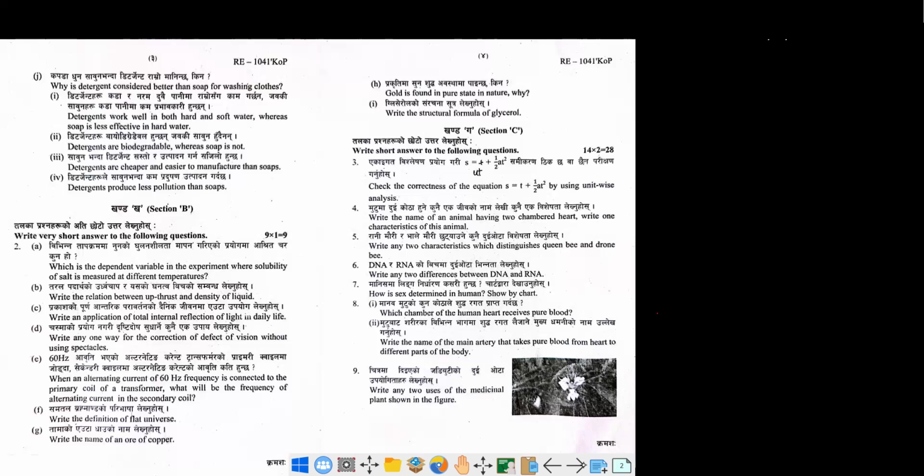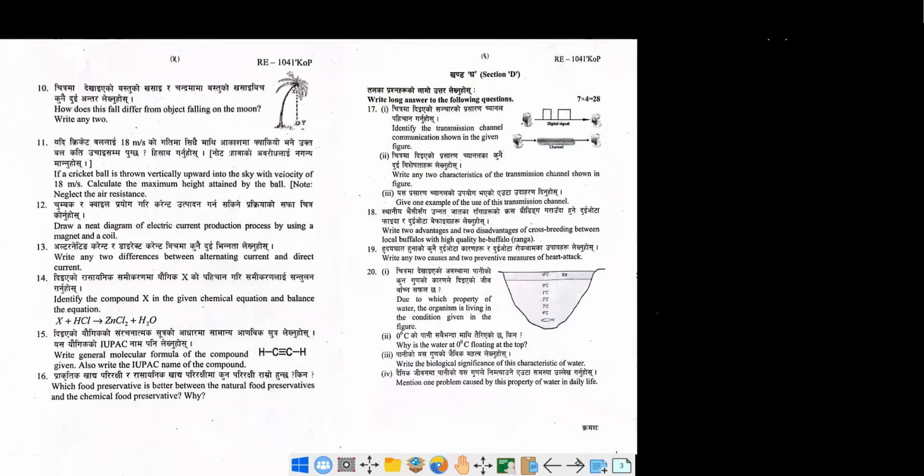Okay, so I believe you can easily write the two uses of that asuro. That's why I did not discuss a lot about this. Okay, now let me move on to question number 10.